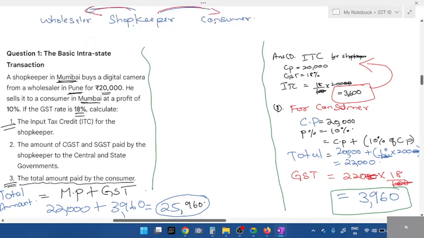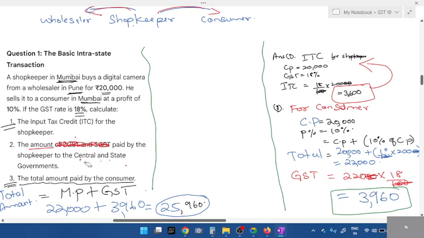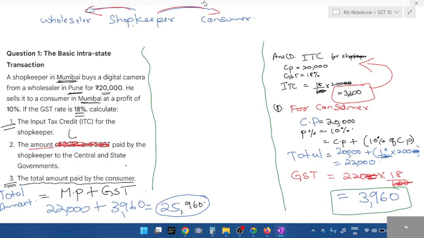Okay, now comes the concept of liability. The second question is a liability concept, students. Usually they'll give you: find the liability of the shopkeeper. They'll either tell you to find the liability of the shopkeeper, or the amount of CGST, SGST paid by the shopkeeper, the amount of tax, GST paid by the shopkeeper to the central and state government. Okay, the amount of liability paid.